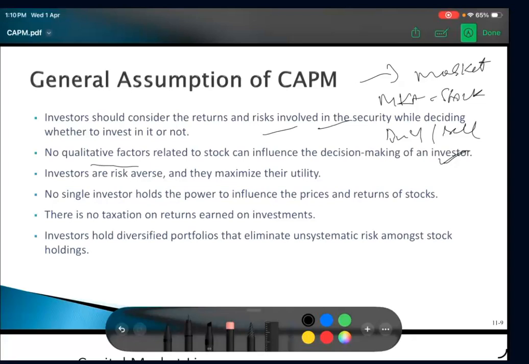And please understand, when we did the activity of risk profile assessment, we tried to understand that individual investors are different in terms of taking risk, and depending on their risk, they look at what is the maximum utility they are seeking.